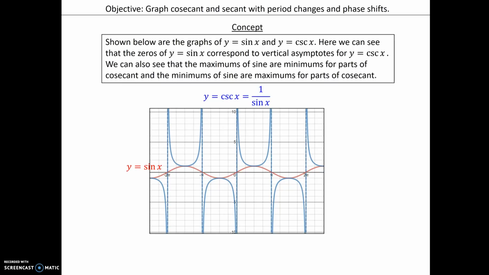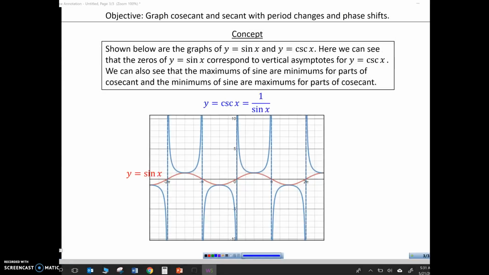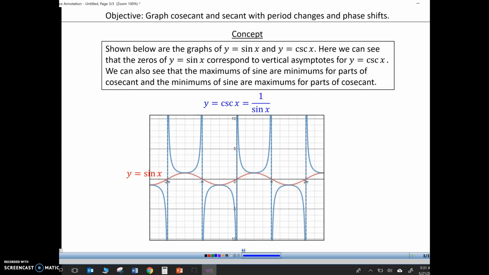What I really want you to focus on is the zeros of sine of x, and you should notice here, here, here, and here, that when sine is 0, that makes cosecant undefined, and there we have all of our vertical asymptotes.